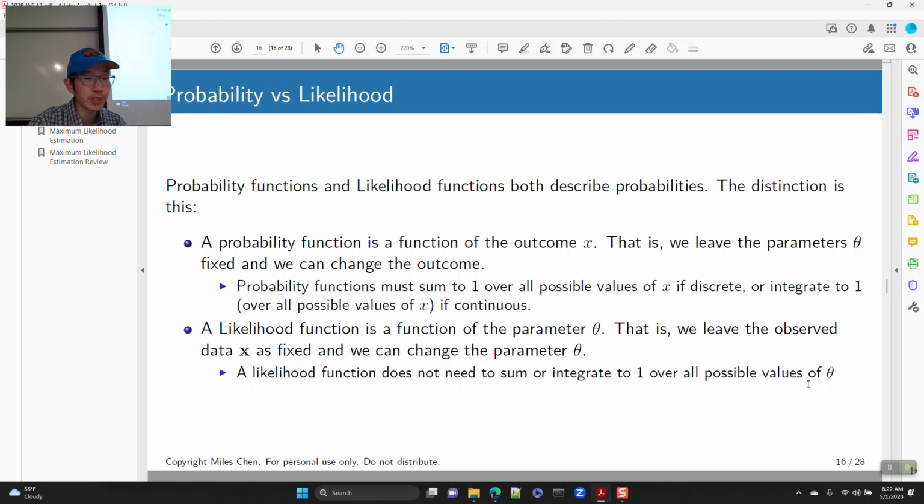The likelihood function is different. The likelihood function is a function of the parameter theta. The data, x, we leave as fixed, and we modify the parameter values. We pretend we can modify what's happening inside the bag. And the key difference here is that for a given data set, the likelihood function doesn't need to sum to 1. It doesn't have to integrate to 1.